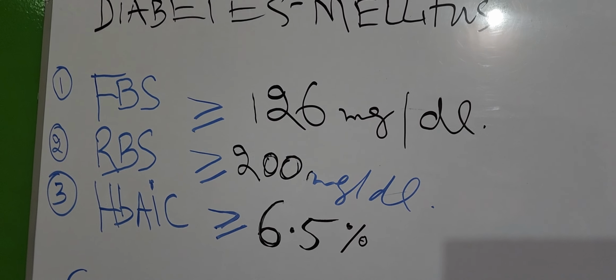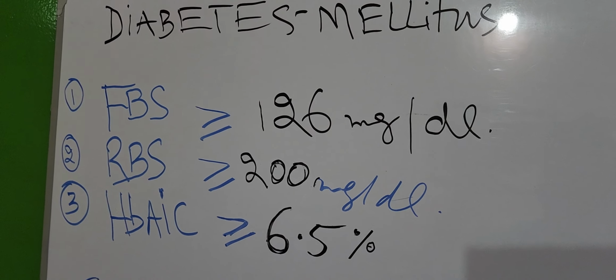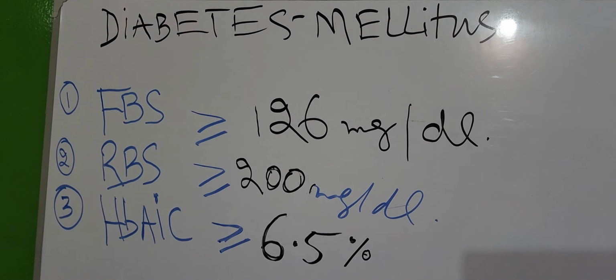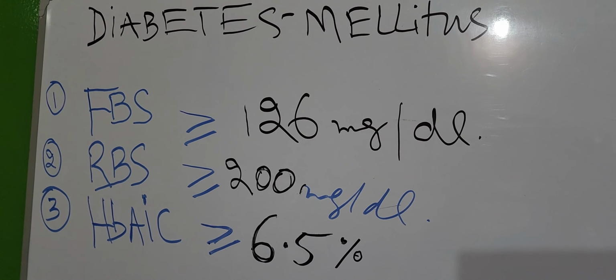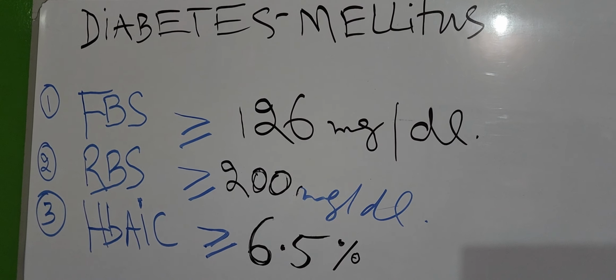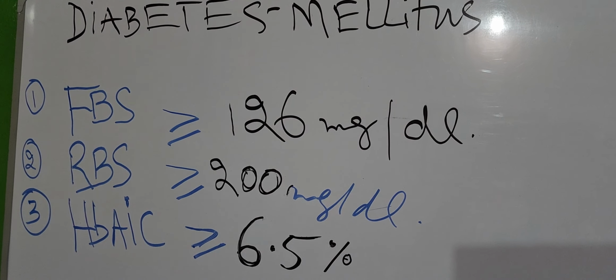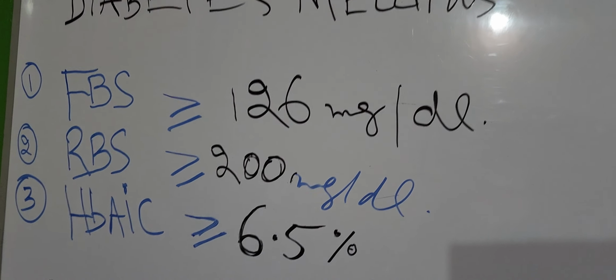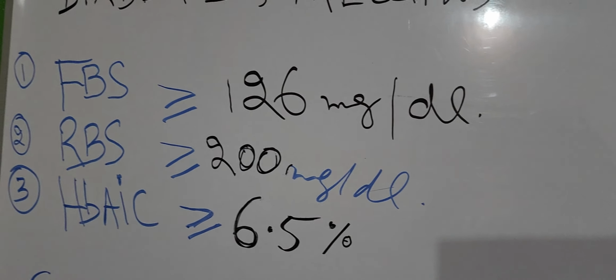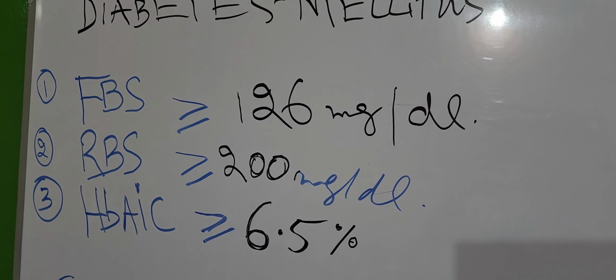You don't have to do all these three investigations. You have to do only one test out of these three for the diagnosis of diabetes. And if the patient is symptomatic, meaning the patient is having polyuria, polyphagia, and polydipsia, on a single test we can diagnose a case of diabetes mellitus.